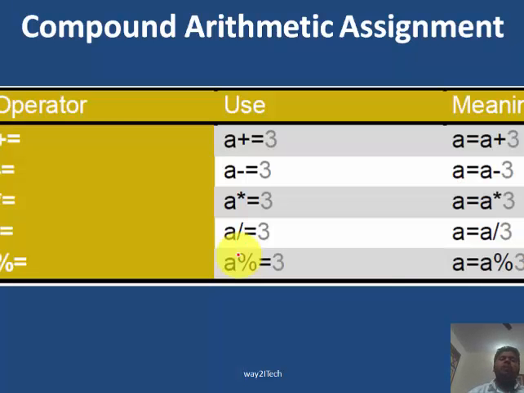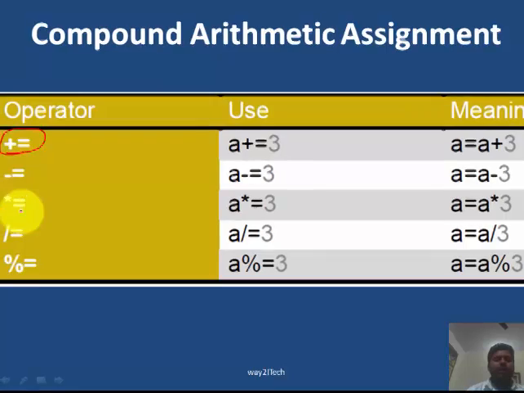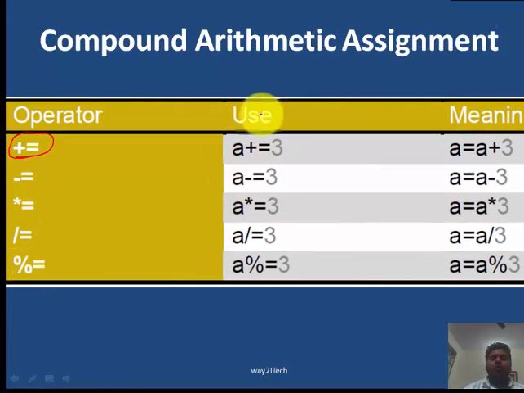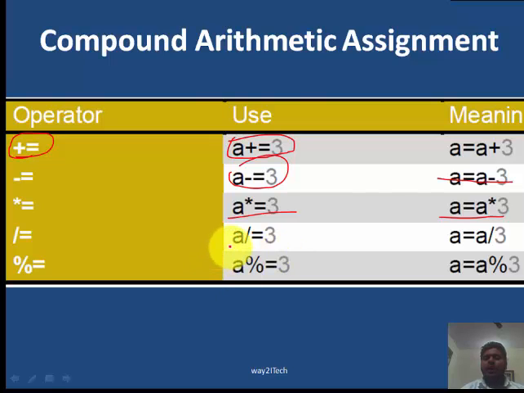The next operators are compound arithmetic operators. These are known as compound arithmetic assignment operators because they combine an arithmetic operator and an assignment operator in one operator. These operators are plus equal to, minus equal to, multiply equal to, division equal to, modulus division equal to. We write these as a plus equal to 3, a minus equal to 3, a multiply equal to 3, a division equal to 3, a modulus equal to 3. The meaning of a plus equal to 3 is a is equal to a plus 3. The meaning of a minus equal to 3 is a is equal to a minus 3. The meaning of a multiply equal to 3 is a is equal to a multiplied by 3. The meaning of a divide equal to 3 is a is equal to a divided by 3.